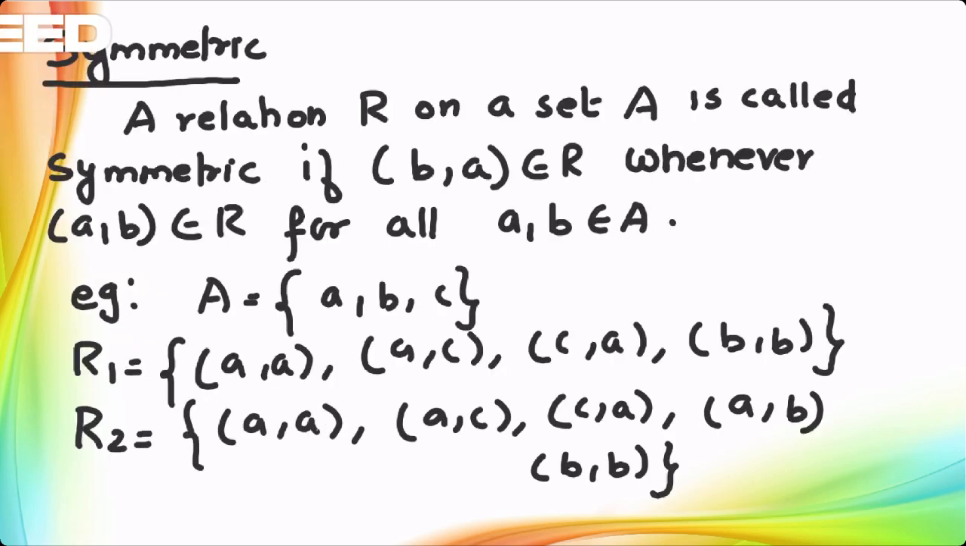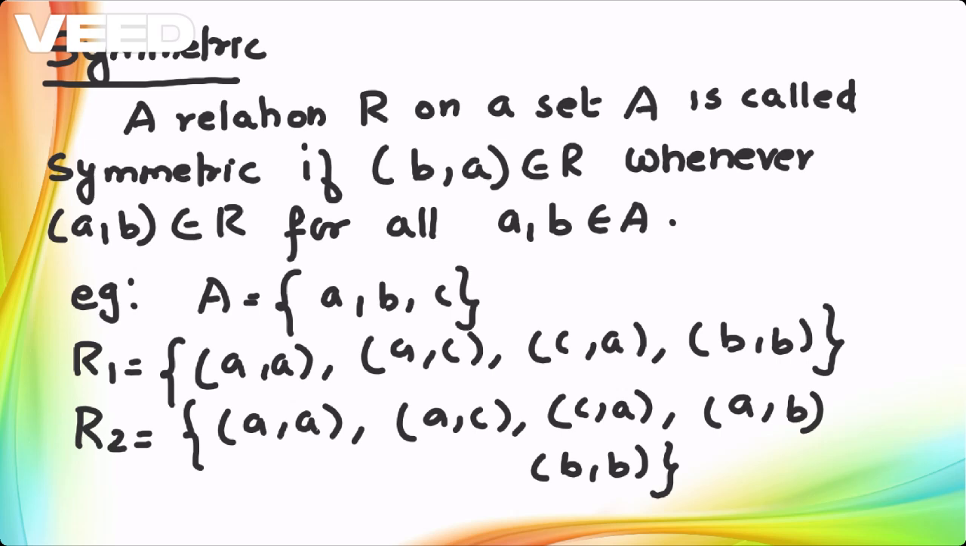Next property is symmetric. A relation R on a set A is called symmetric if (b, a) belongs to R whenever (a, b) belongs to R, for all a, b belonging to A. Let us give one example for the property symmetric. A equal to {a, b, c}. We are defining two relations R1 = {(a, c), (c, a), (b, b)} and R2 = {(a, c), (c, a), (a, b), (b, b)}.